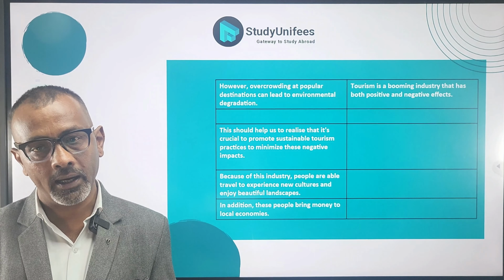The fourth sentence should be the sentence beginning with however, because the fifth sentence refers back to the fourth sentence by telling us something we should realize about environmental degradation and its negative effects. So let's put this sentence starting with however in the fourth slot. And of course, automatically, the last sentence, the one that remains, should occupy the fifth slot.